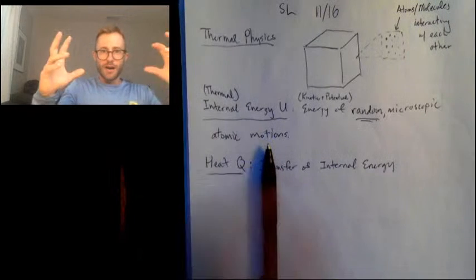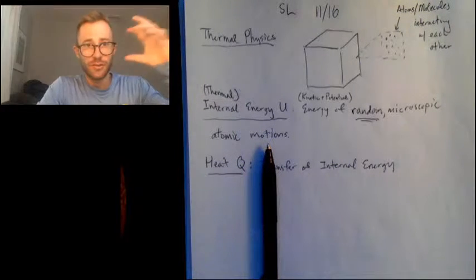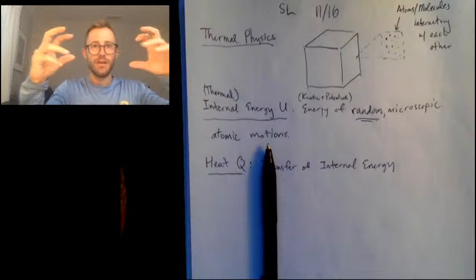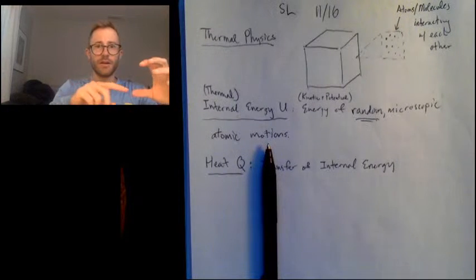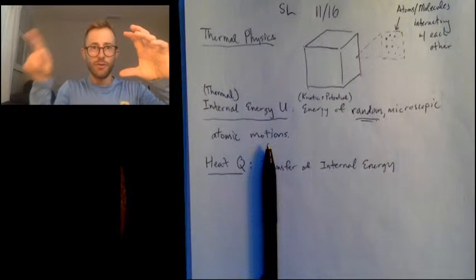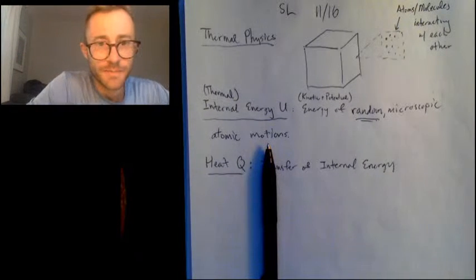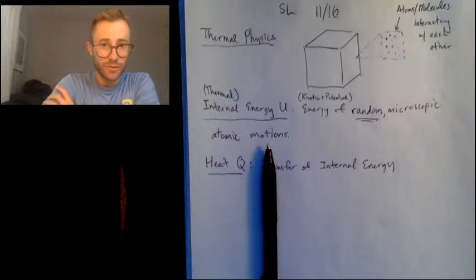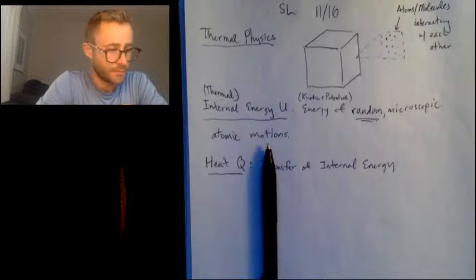So let's say you have something that has a lot of internal energy and something that doesn't have a lot of internal energy, and you put them together. Internal energy will flow from one to the other. And that flow of internal energy, the amount that flows, is called heat.